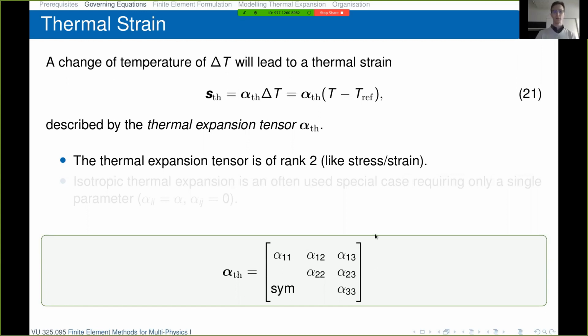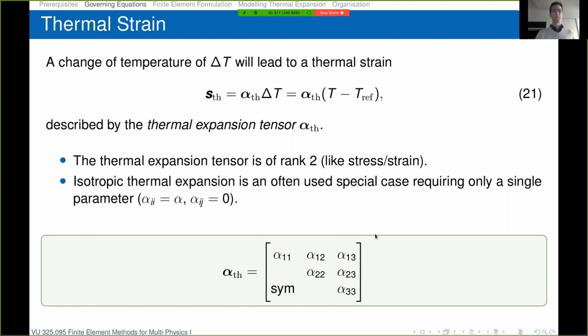Very often, however, we take the assumption of isotropic thermal expansion. Of course, this is most likely only true for isotropic materials like most metals, for example. And then we only need a single parameter, which will be then in the diagonal of the thermal strain tensor, and all the shear components are 0.